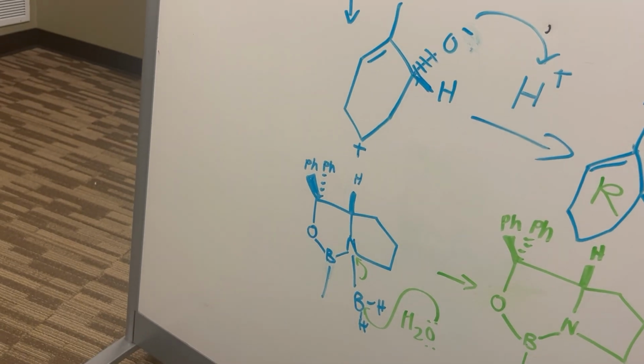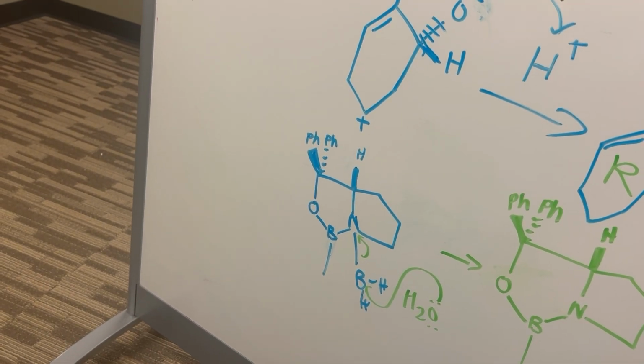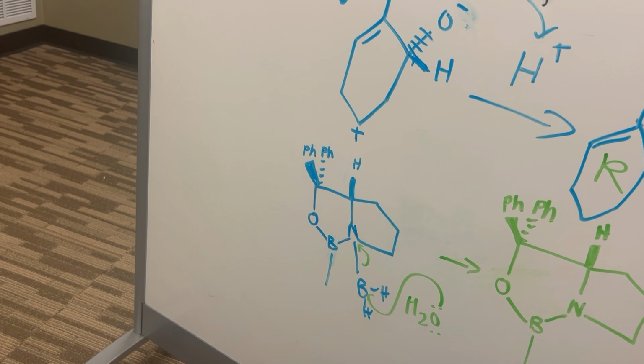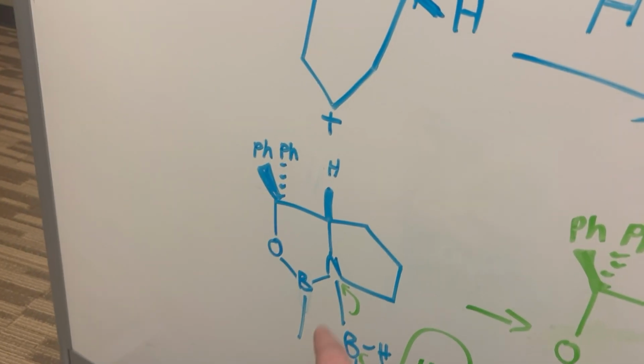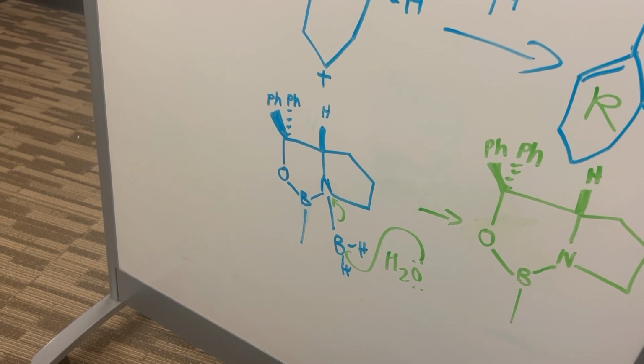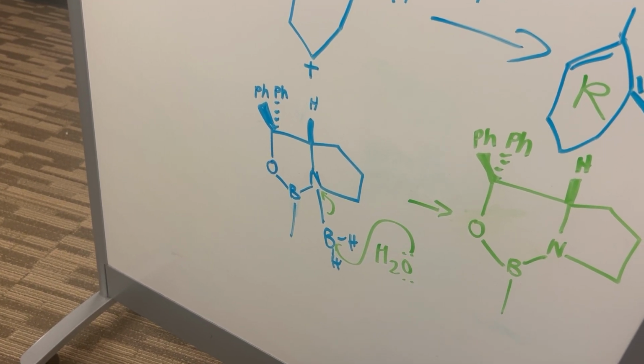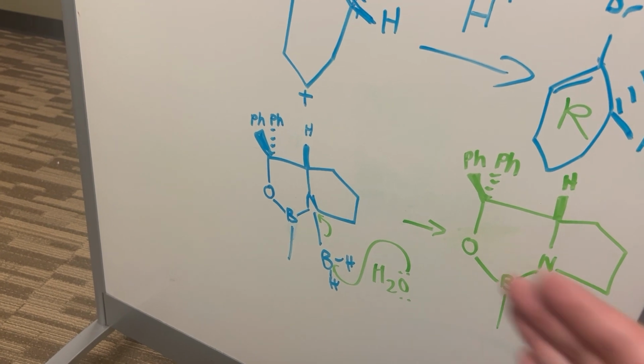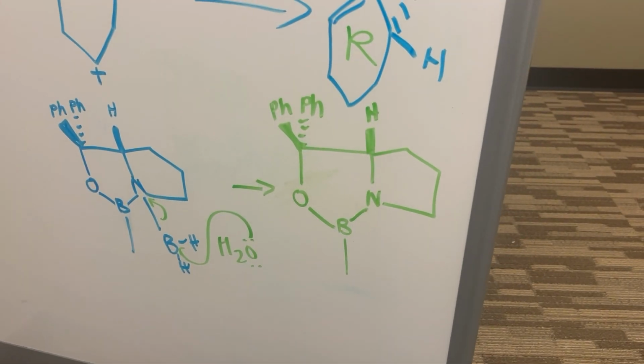And then for our other step, we have to go back to our CBS catalyst, and since it's a catalyst, we need to turn it back to its normal self. This is an N here, and to knock off that boron hydride, we use water, with water attacking the boron, knocking that bond off to get back to our original CBS reagent.